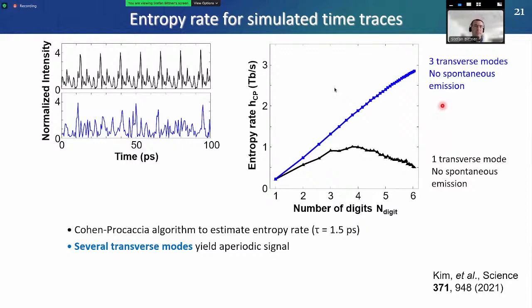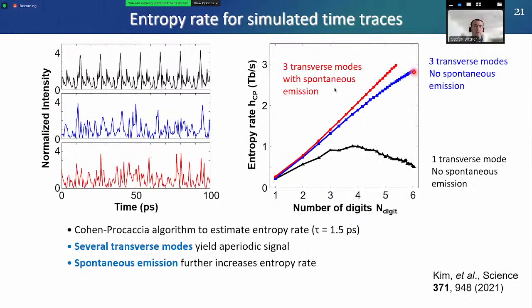The next case we looked at is increasing the number of transverse modes to 3. As a consequence, the time trace is now completely aperiodic. And as you can see, the entropy rate vastly increases and does not go down again as for the first case. And when we additionally add the spontaneous emission noise, we see that there's a further increase of the entropy rate, and that the entropy rate scales linearly with the number of digitization bits, which is the expected behavior for such a random number generator.